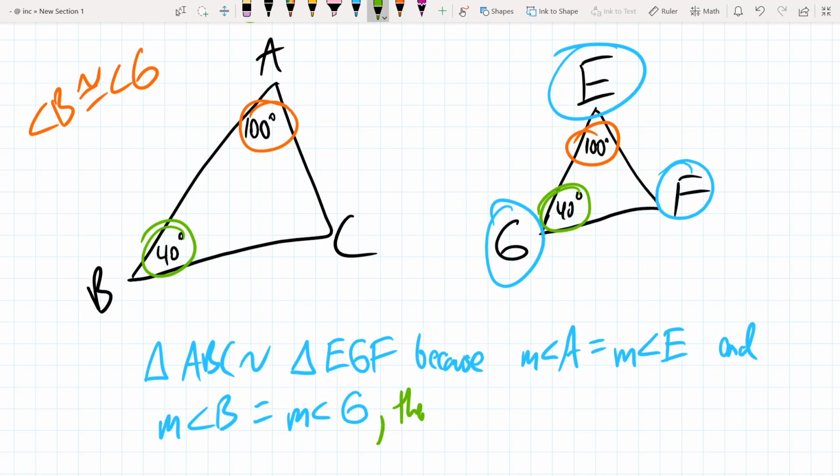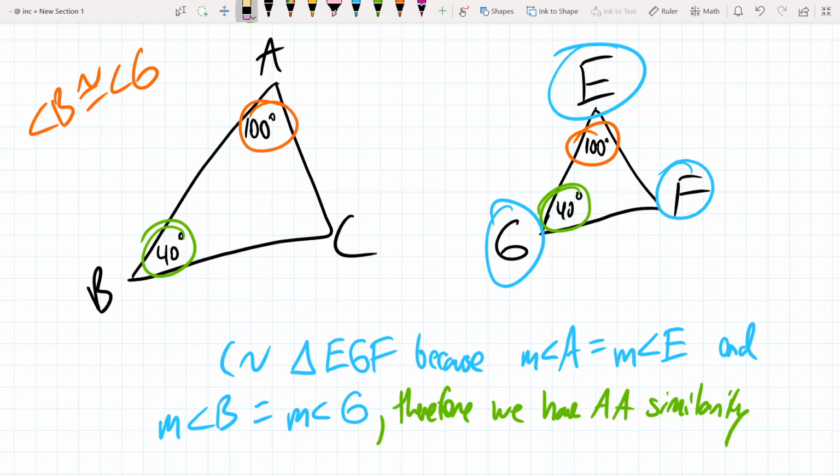Then you could say something like, therefore, we have AA Similarity. Actually, I spelled that wrong. Similarity. You don't need to give this exact wording. Basically, the way that you need to word it, if you're saying that they're similar, is you need to say that you know that you have two pairs of angles that are congruent. Therefore, you have AA.